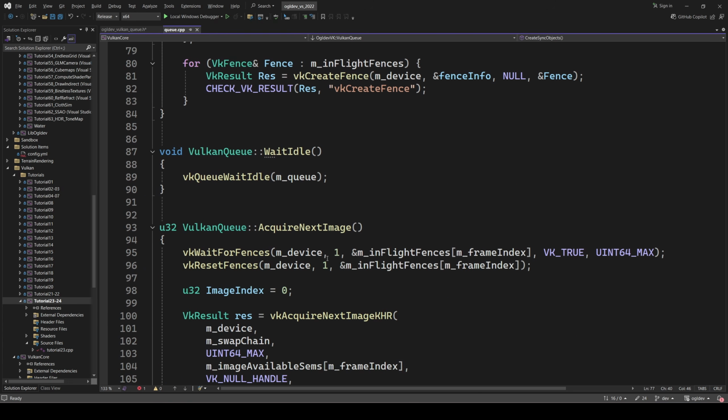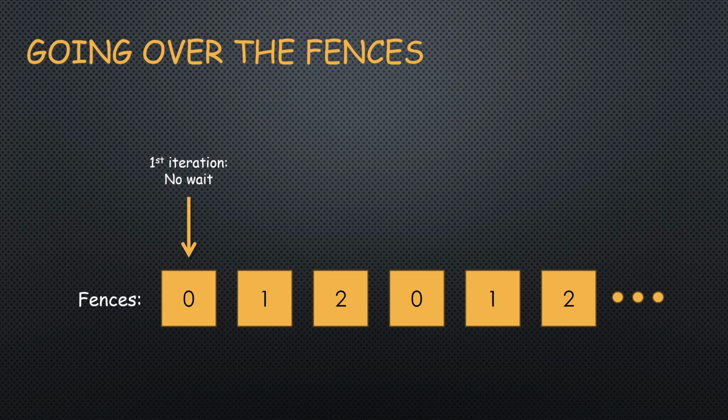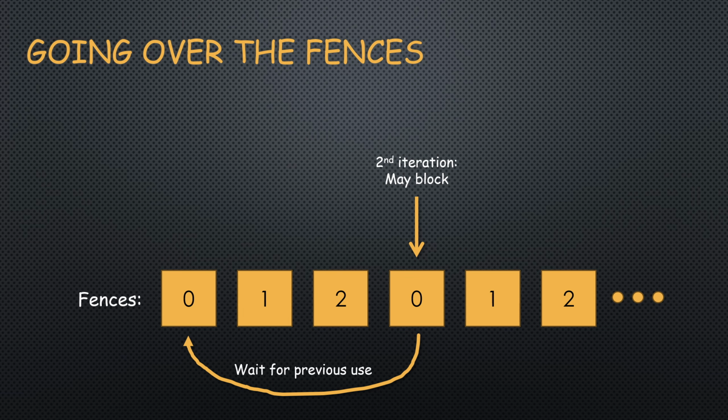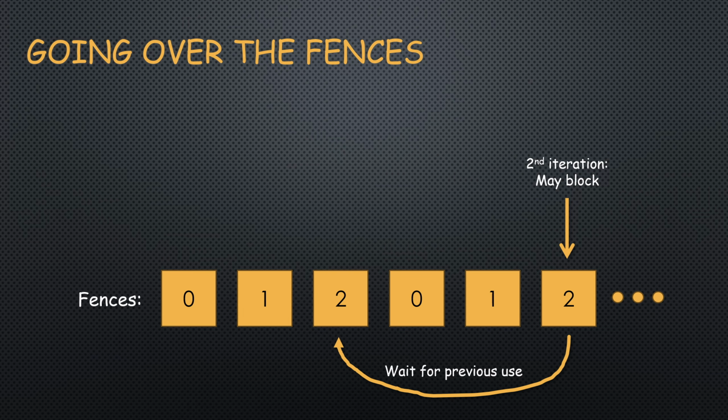Let's see the changes in the acquireNextImage function. We start by waiting on the fence for the current frame index. When going over all the fences for the first time, this will have no effect because the fences were created in the signaled state. From the second time and on, we will wait until the previous command buffer submitted using the same fence has finished executing. This creates the CPU to GPU synchronization that we are looking for.